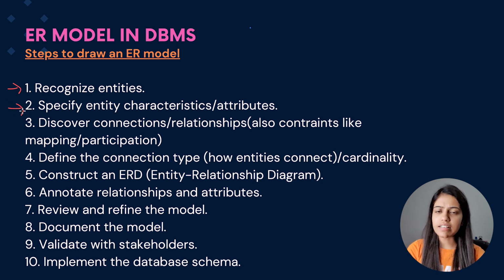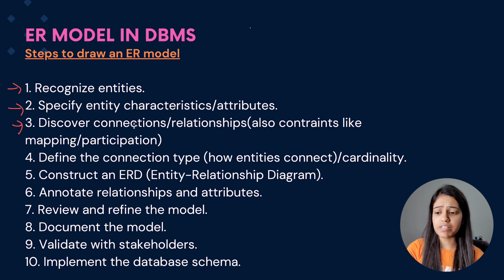Now the second thing is that when you have identified all the entities, now you need to know all the characteristics or all the attributes of that particular entity. Consider again taking that library example, there is a book. So a book may have book ID, book author, book issue date, book submission date and much more things. So we need to specify the characteristics or identify the attributes.